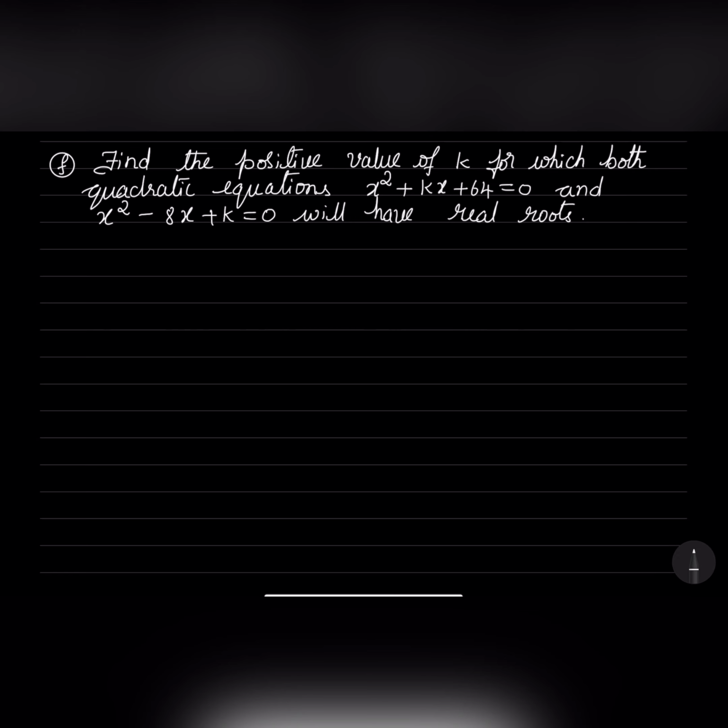Find the positive value of k for which both quadratic equations x square plus kx plus 64 is equal to 0 and x square minus 8x plus k equal to 0 will have real roots. So we need to find out the value of k for which both are having real roots. We'll go here. It is b square minus 4ac, the discriminant, is greater than or equal to 0 to have real roots. Right? And now what have they given for us?